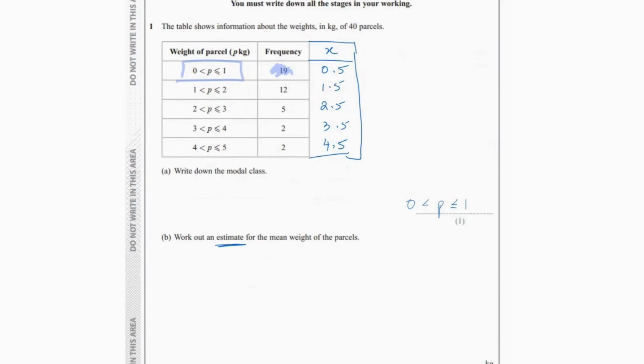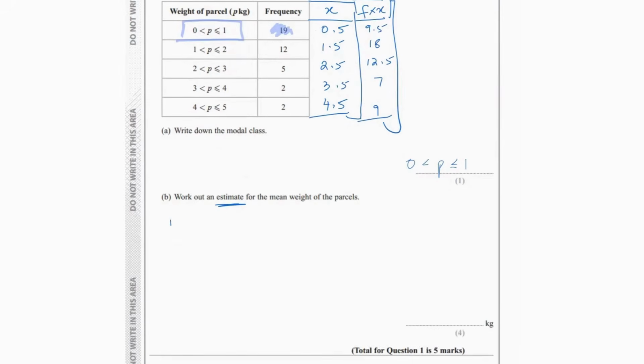So what we do is we find the midpoint of the intervals and then use that to find the estimate of the mean. In the next column, you multiply your frequency and your x value. So f times x over here. We do 19 times 0.5, which is 9.5. Then 12 times 1.5, which is 18. Then 5 times 2.5, that's 12.5. 2 times 3.5, that's 7. And then 2 times 4.5, that's 9.